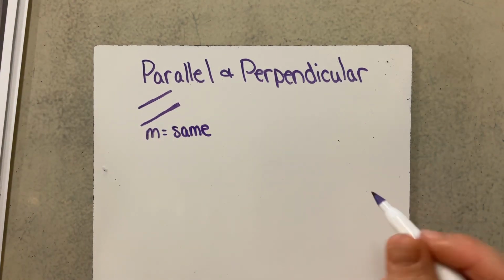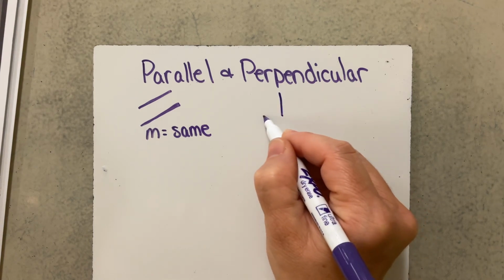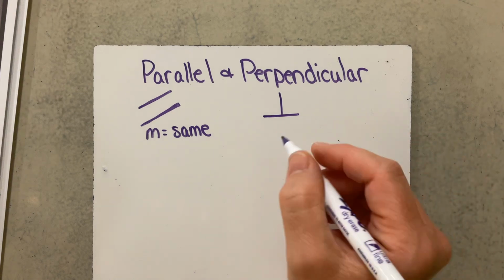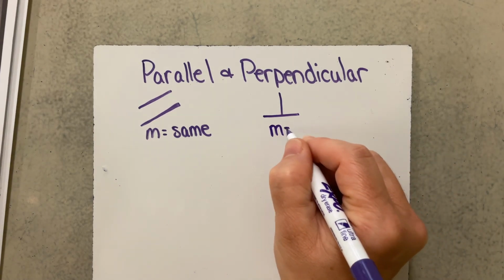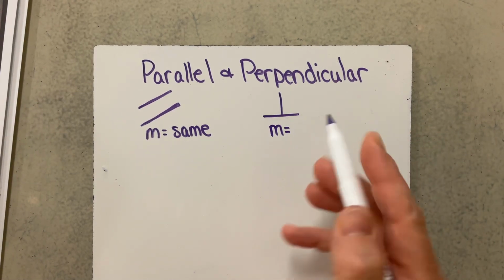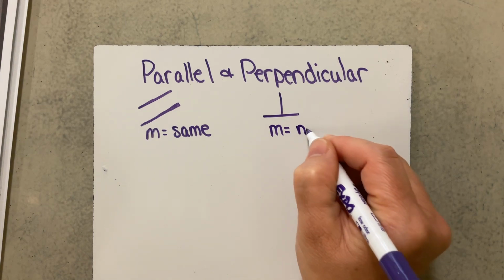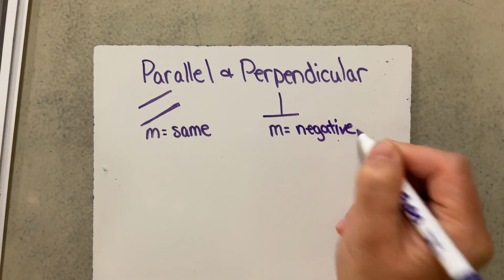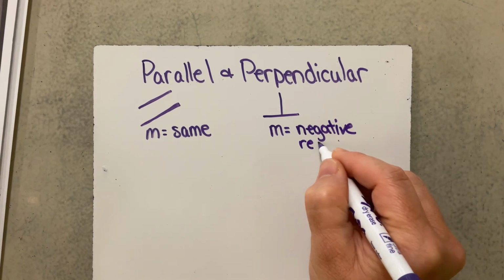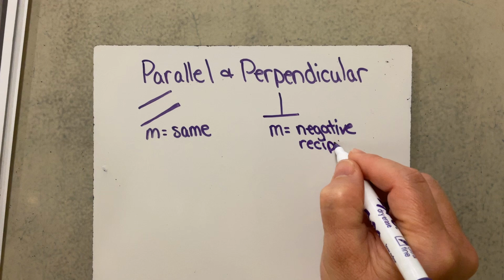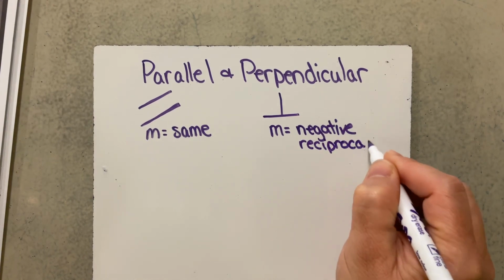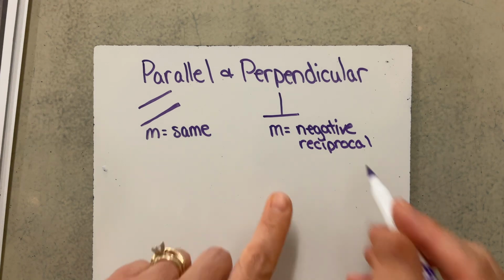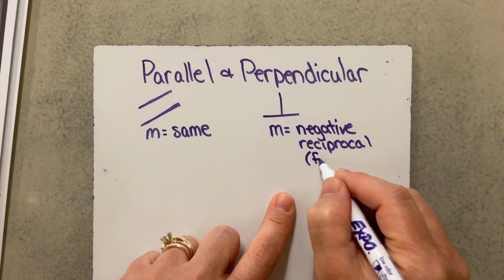Okay. Now, perpendicular lines are something like this. You can tell they are very different. So the slopes here, they are the negative reciprocal. And in case you don't remember reciprocal, think back to our division of fractions. Keep, change, flip. Flip is your reciprocal.